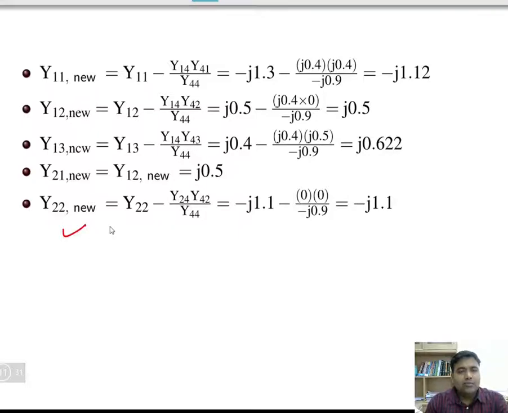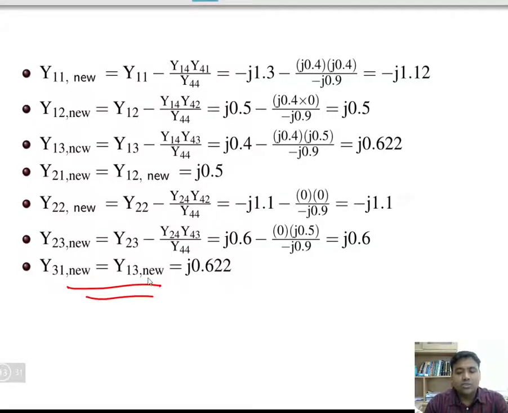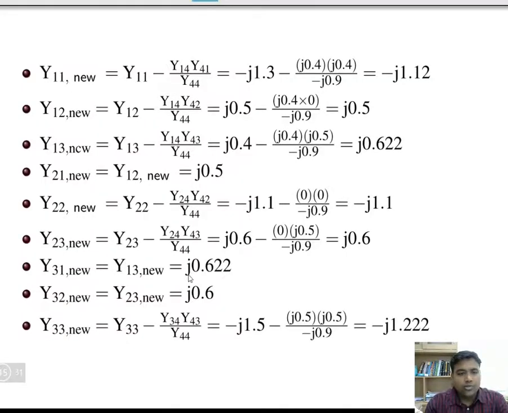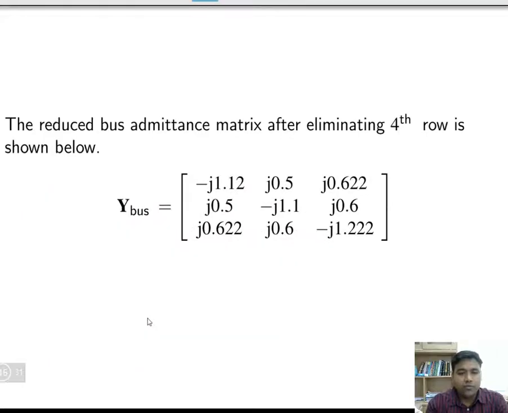Y22, that is the element we have to obtain, in a similar manner is y22 minus y24 into y42 divided by y44. So we can obtain y23 new. y31 is equal to y13 because it is a symmetrical matrix, and y32 is equal to y23. y33 now we can obtain in the similar manner, y33 minus y34 into y43 divided by y44.